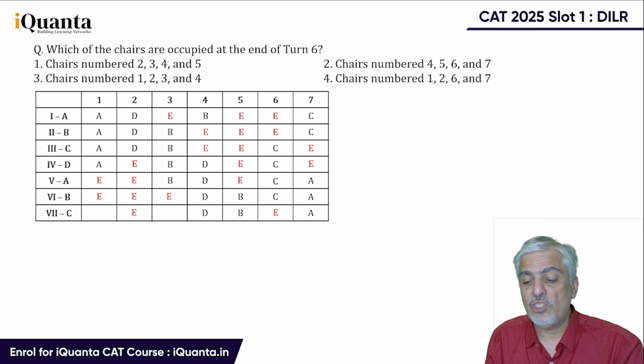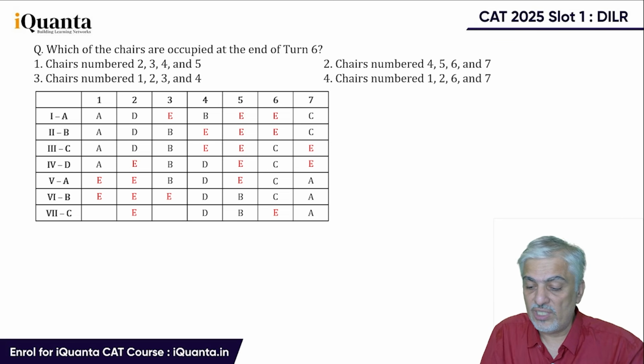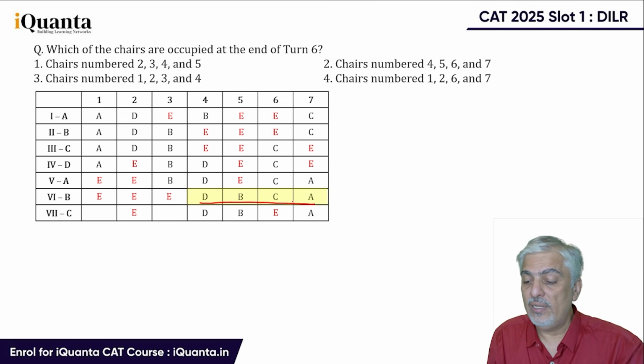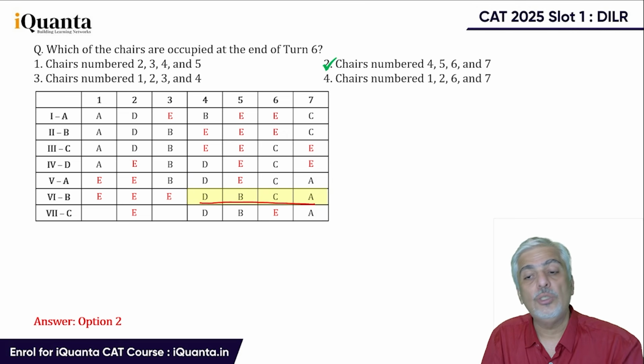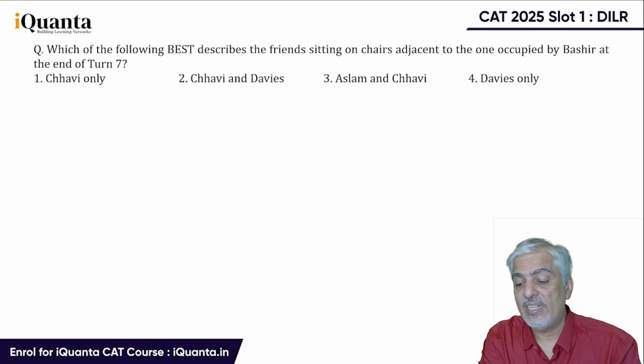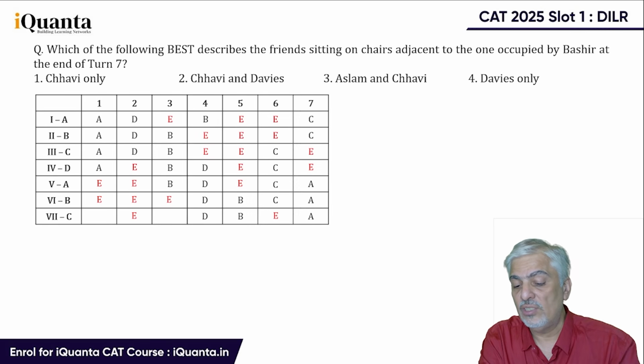Next one, which of the chairs are occupied at the end of turn 6? Turn 6 were 4 consecutive chairs. We see those are 4, 5, 6, 7. That will be 4, 5, 6, 7, option number 2. Right? Which of the following best describes a friend sitting on a chair adjacent to the one occupied by Bashir at the end of turn 7?